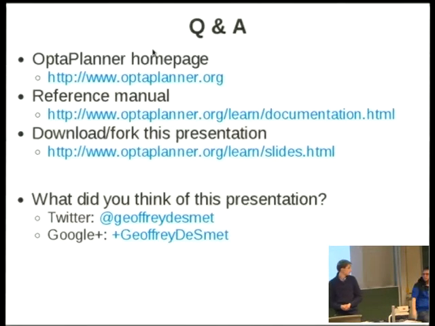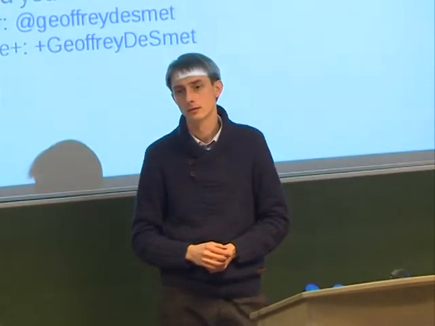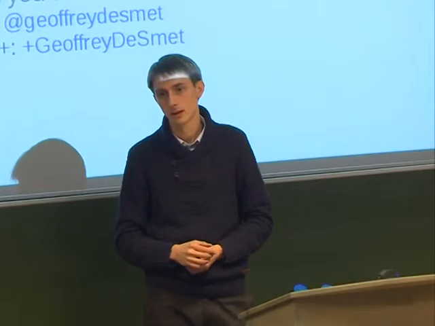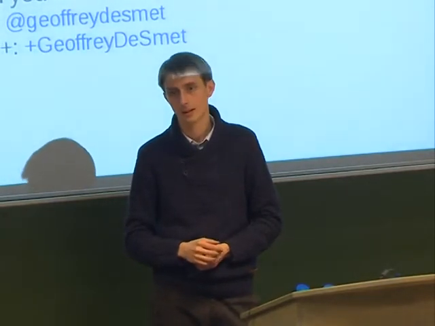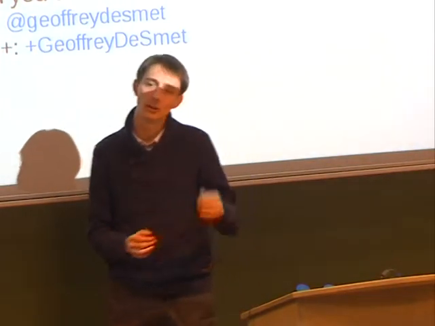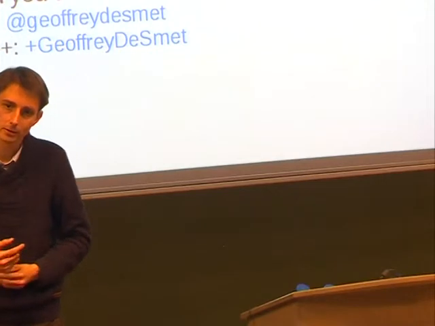Time for one question. In your planner at the beginning, you showed hard constraints and soft constraints. Here you are only considering soft constraints. So, how does the planner deal with hard constraints?